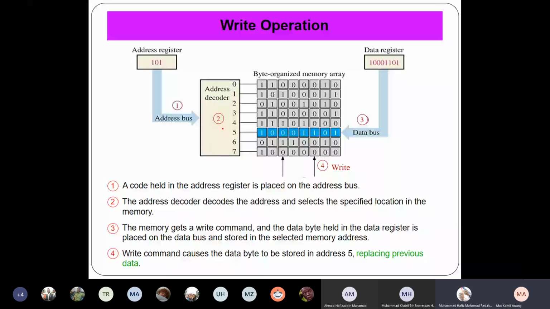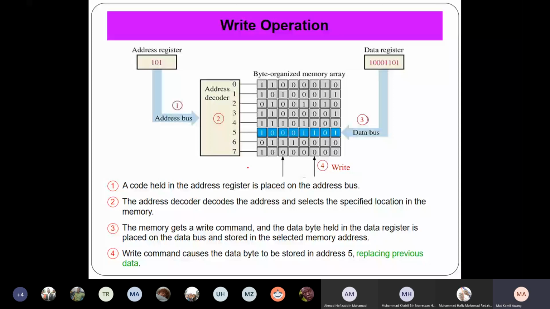The address decoder will decode 101 as 5. So this line will go high. The rest are 0. So the address decoder decodes the address and selects the specified location in the memory. So basically this line will go high. Then the memory gets a write command. This write command, basically this line is high.